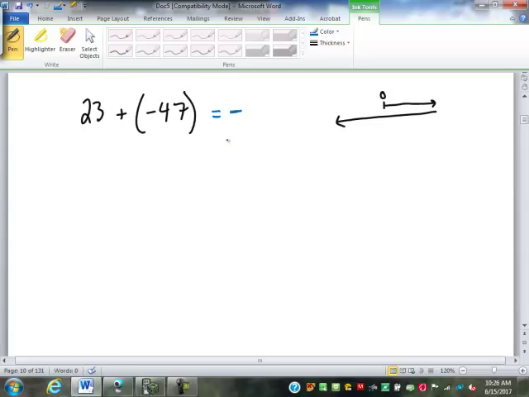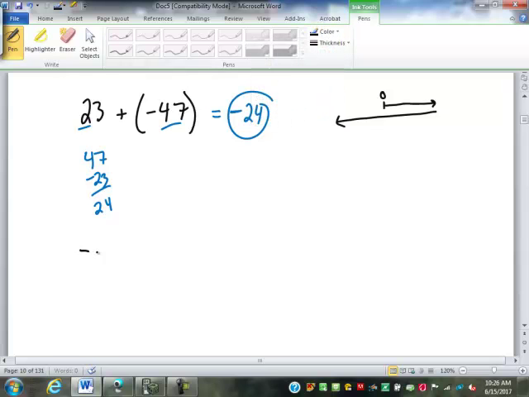Remember, we talked about magnitude. They go in different directions, so the magnitude of the result is the difference in their magnitudes. What's the difference between 23 and 47? Yeah, 24. So that answer is a negative 24.